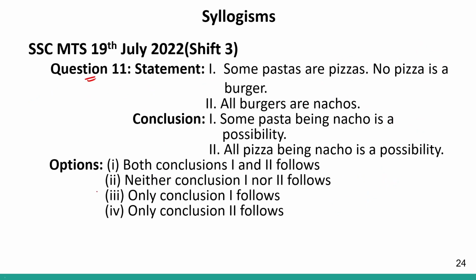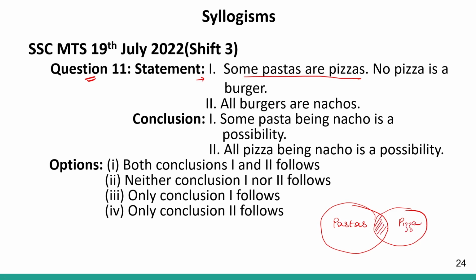Now, question number 11. Two statements, two conclusions. Statement 1 says some pastas are pizzas. So, let's say this is pasta, our pizza will be represented like this. This being the highlighted part. Some pastas are pizzas. Then it is given to us no pizza is burger. That means pizza and burger will not overlap. Correct? No pizza is burger.